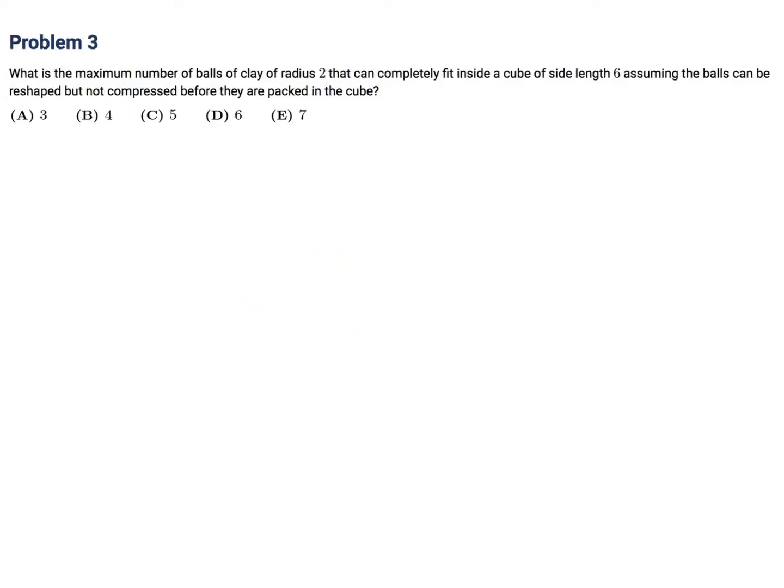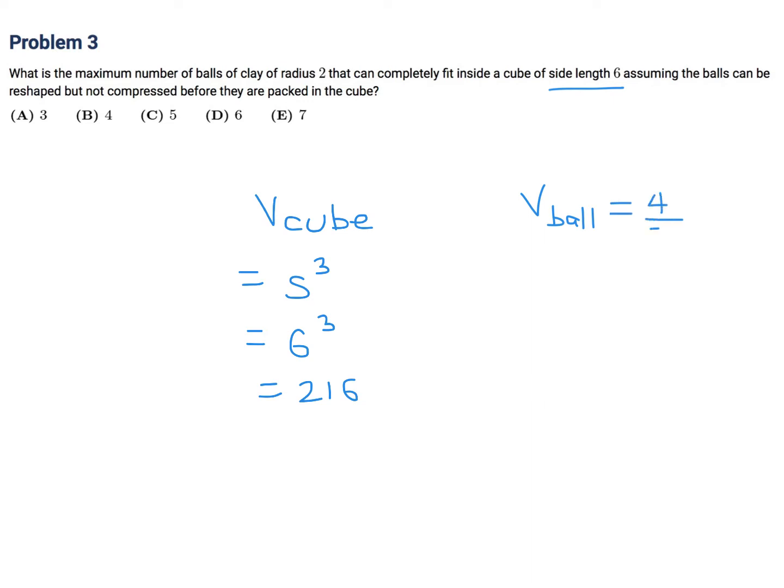What is the maximum number of balls of clay of radius 2 that can completely fit inside a cube of side length 6, assuming that the balls can be reshaped but not compressed before they are packed in the cube? Okay, so first we need to figure out the volume of the cube and then the volume of each ball. The volume of a cube, if you remember the formula, is just the side cubed. They're telling me the side length is 6, right? So that's 6 cubed, which is 216. The ball is the shape of a sphere, right? So we have to remember the volume formula for a sphere, which I think is 4/3 pi r cubed. And the radius is 2, so substitute that in.